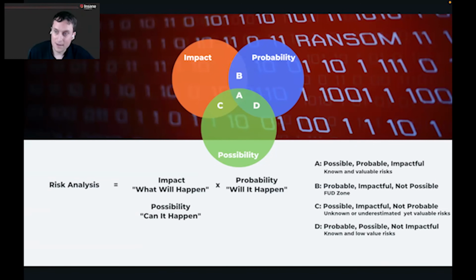Type D is your probable, impossible, but not impactful. Again, these are things that could happen, but oftentimes it might not be financially worth actually dealing with these. These are known and low value risks.